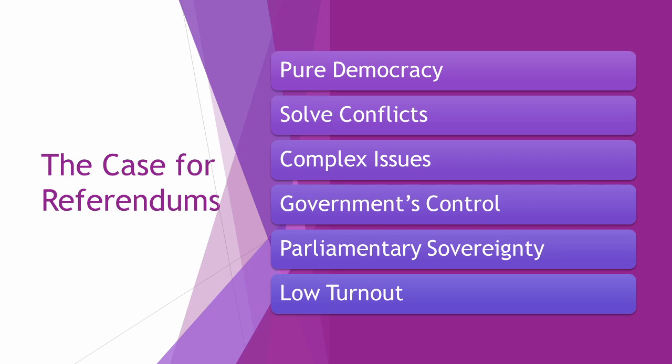As well as this, the government chooses when to call a referendum, which means that they have control over referendums and only use them when they want. In addition, they challenge parliamentary sovereignty, as the electorate are making the decision, not Parliament. Another argument against referendums is that there is usually a low turnout, which means the result is not representative of what the entire population wants.